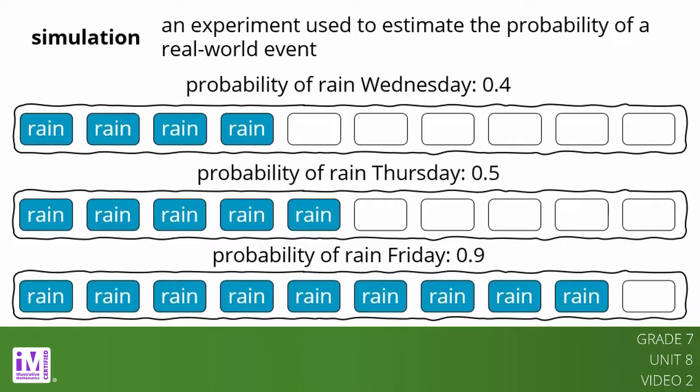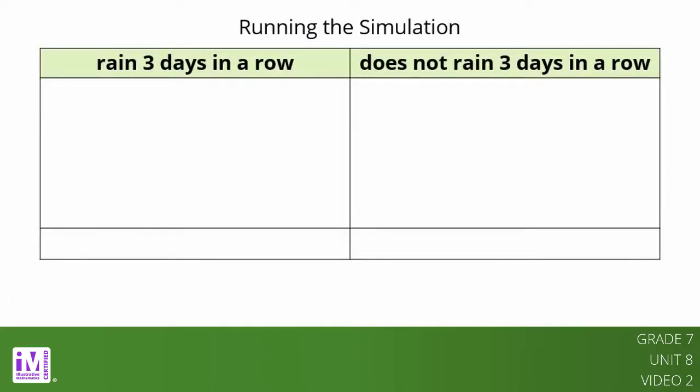Then we can select 1 slip of paper from each bag and record whether or not there was rain on all 3 days. If we repeat the simulation many times, we can estimate the probability that there will be rain on all 3 days by dividing the number of times all the slips said rain by the total number of times we perform the simulation. Let's repeat the simulation 50 times and keep track of how many times we get 3 papers that say rain and how many times we get at least 1 blank paper.